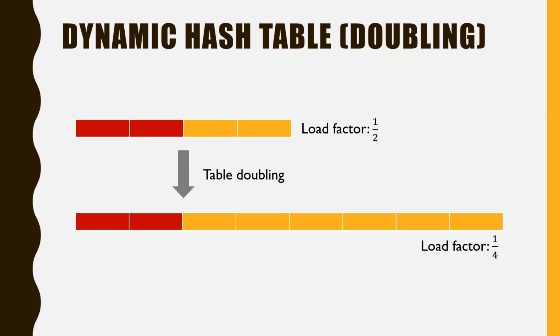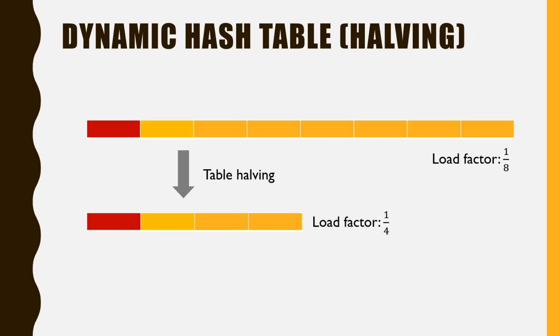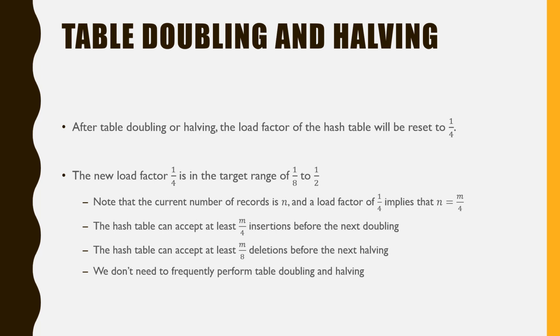This is an illustration of table doubling. It is easy to see that after table doubling, the new load factor becomes 1/4. Similarly, after table halving, the new load factor will also become 1/4. As a result, the new load factor after table doubling or halving will be 1/4, which is within our target range of 1/8 to 1/2. It means that the hash table can take a number of insertions and deletions without needing another table doubling or halving.